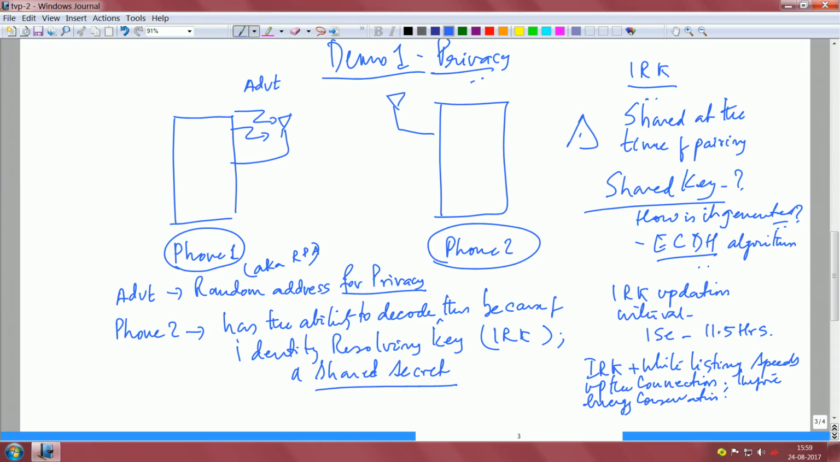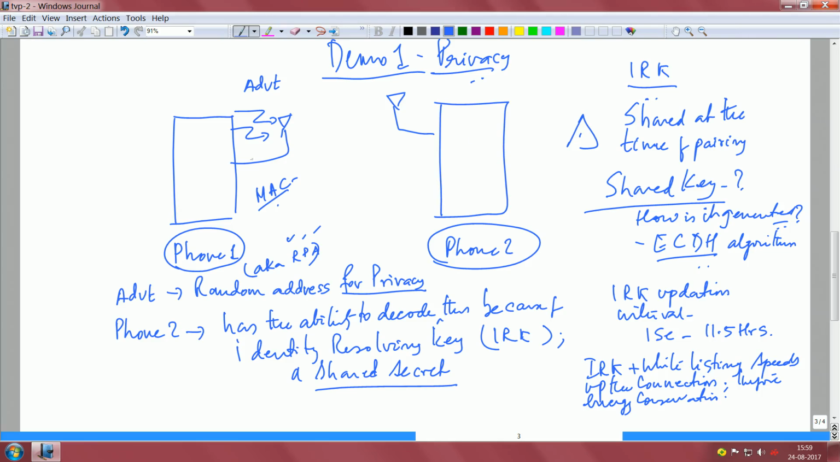One of the nice features in BLE 4.2 and above is address resolution, also known as RPA, resolvable private address. It essentially means that phone 1 continuously changes what is equivalent to the MAC address in Ethernet. Continuously it keeps changing, and randomly it generates a MAC address, but yet it is successfully able to be decoded by phone 2. That is the nice thing about it.